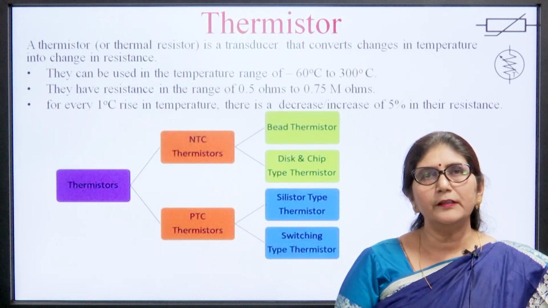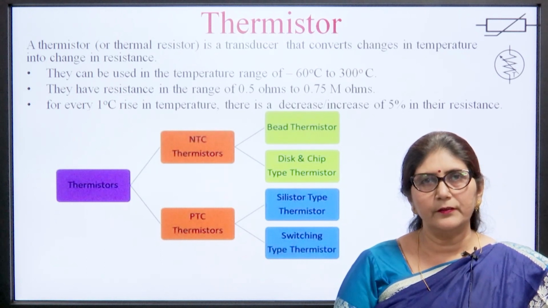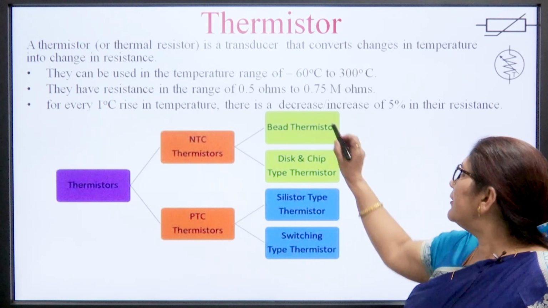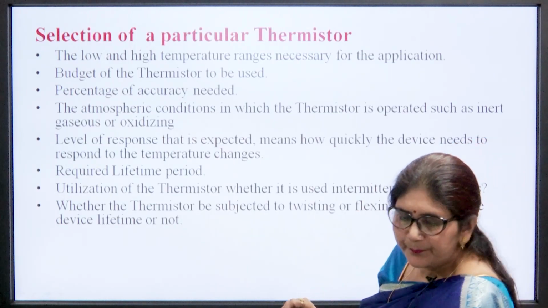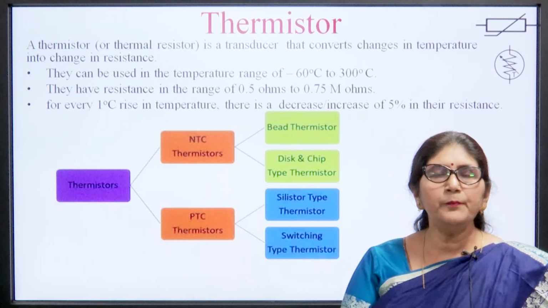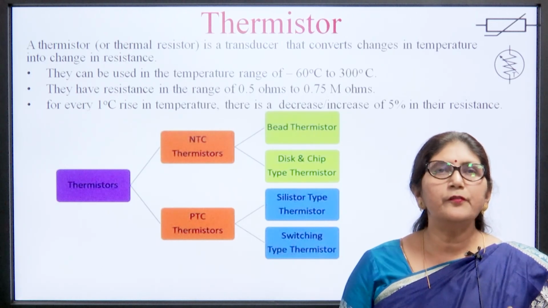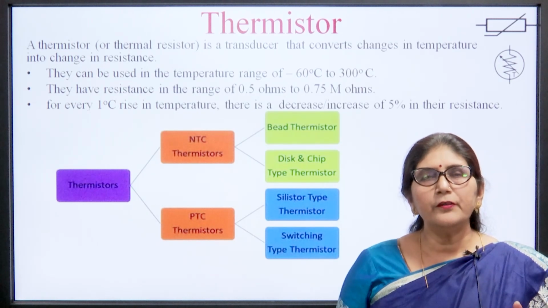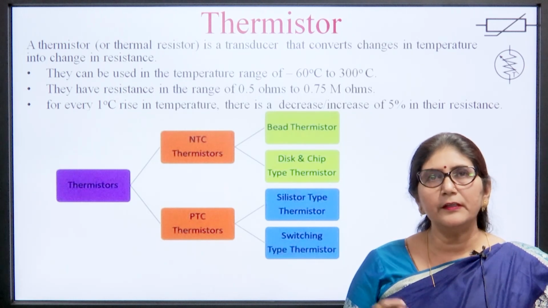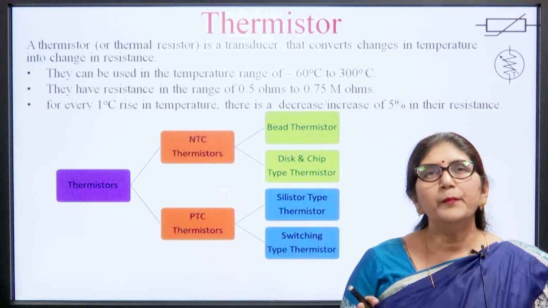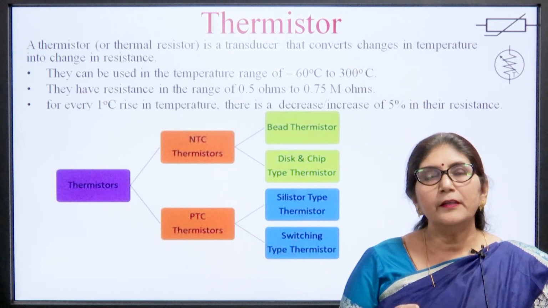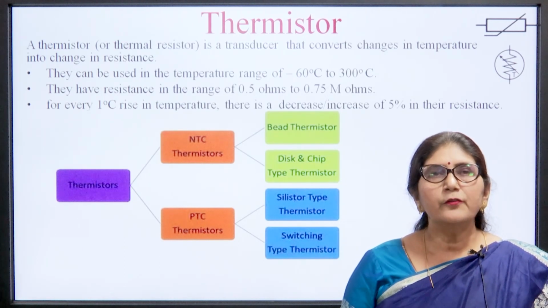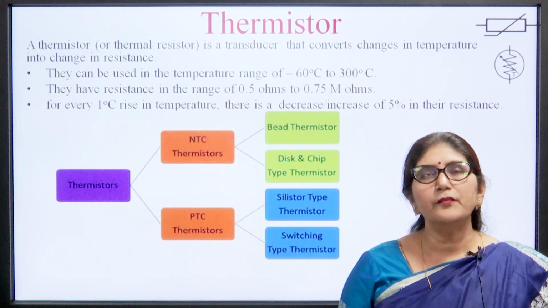So, thermistor is a passive type of transducer and it can be used for the temperature range of minus 60 degrees centigrade to 300 degrees centigrade, and its resistance changes from 0.5 ohm to 0.75 mega ohm. It means the variation is very large. It is from 0.5 ohm to 750 kilo ohm, and the temperature is measured from minus 60 degrees centigrade to 300 degrees centigrade, means for 360 degrees centigrade the variation is approximately 750 kilo ohm. So, it has a very large range of resistance variation.